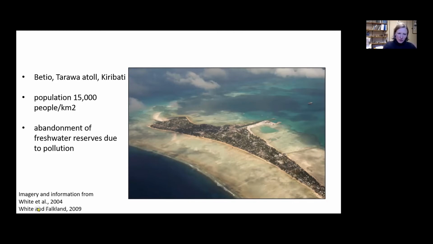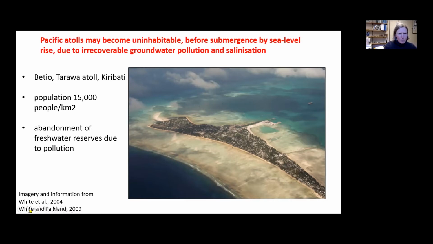So Batia is essentially a bellwether for the situation in Kiribati as a whole. Now, Christmas Island is much larger, but yet the population is smaller. So Batia is a pretty good example of what life is like for a lot of people in Kiribati over there in the crowded Tarawa Atoll. So here's a takeaway from that: Pacific atolls may become uninhabitable before submergence by sea level due to irrecoverable groundwater pollution and salinization.